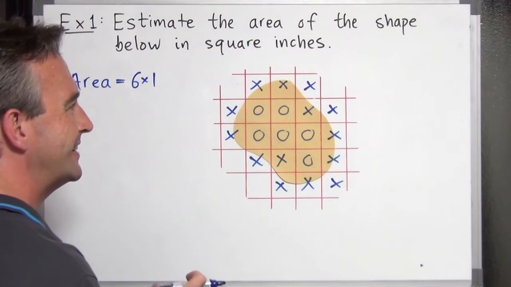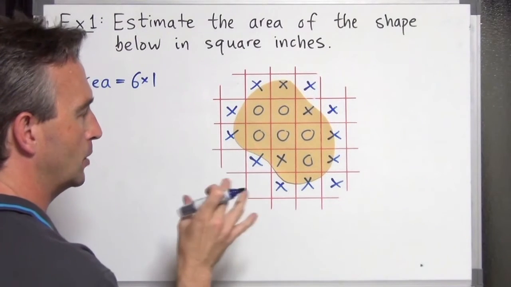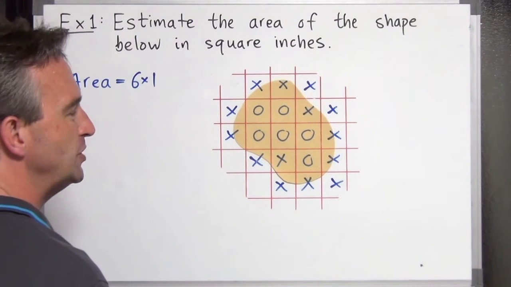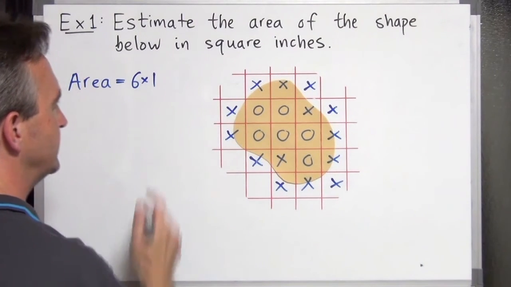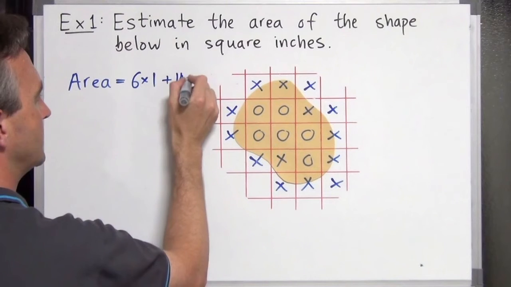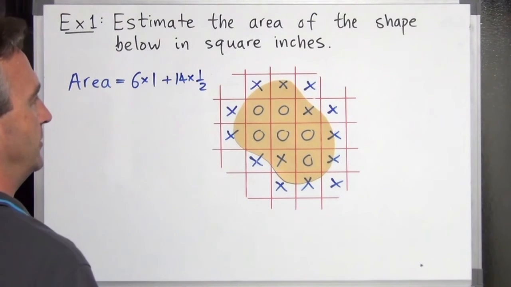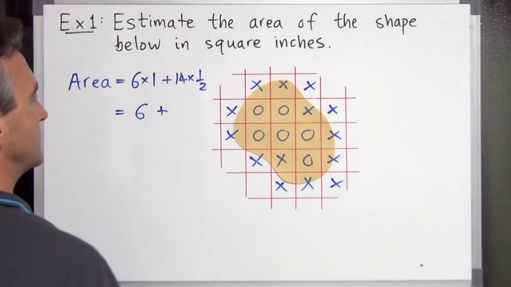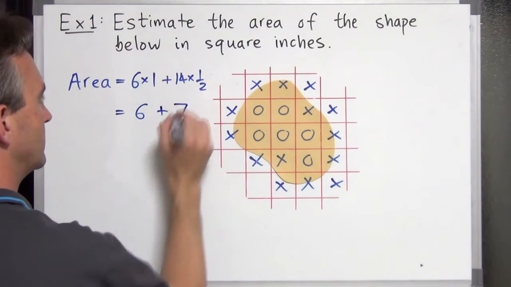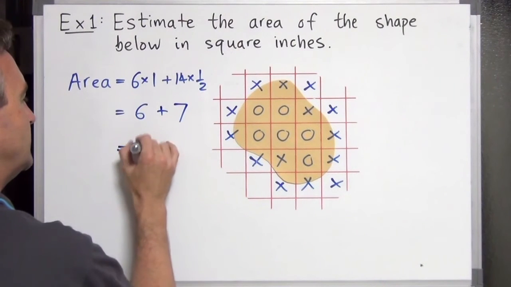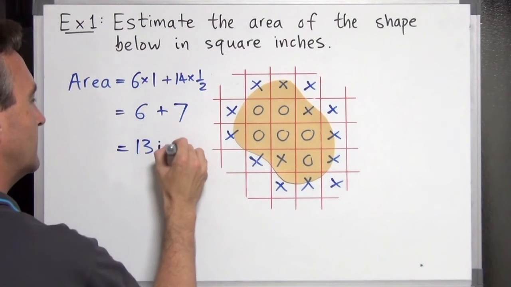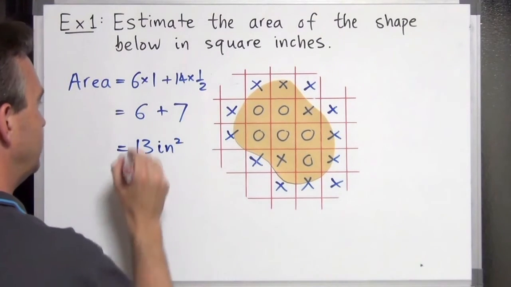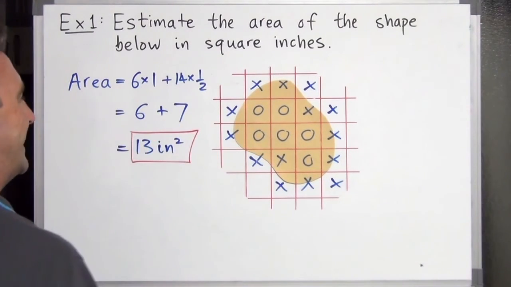So the ones that I've just counted there, they're all part areas of this blob thing here, okay? On average, it'll be like half a square inch each. So it's going to be plus 14 times 1 half square inch areas. Let's evaluate this. 6 times 1 is 6, plus 14 times a half is 7. 6 plus 7 is 13, okay? And that's going to be 13 square inches. So the area of this blobby shape is about 13 square inches.